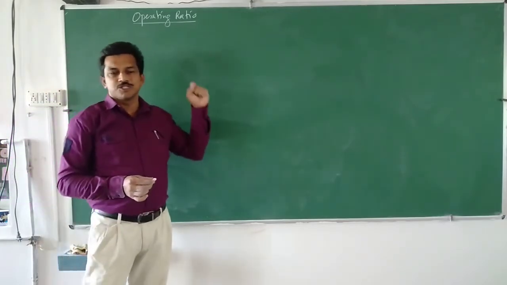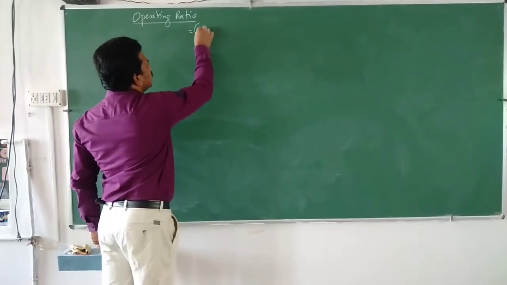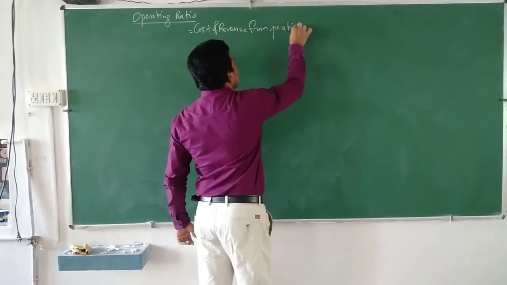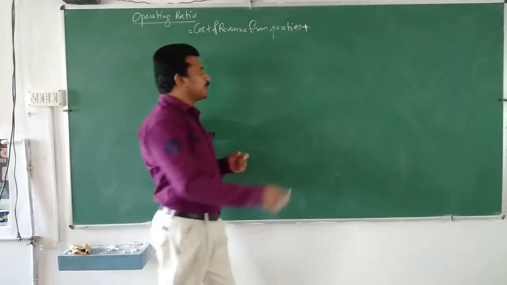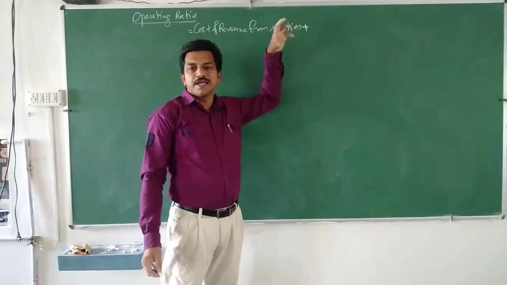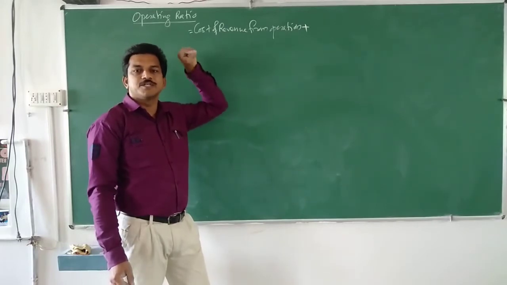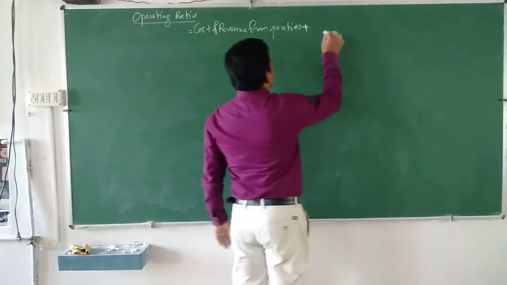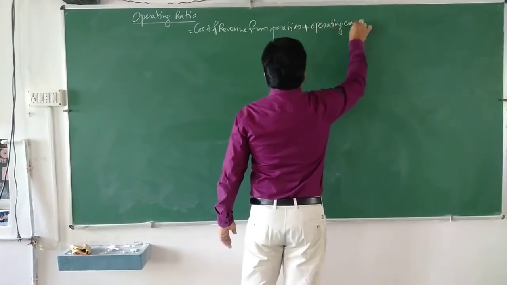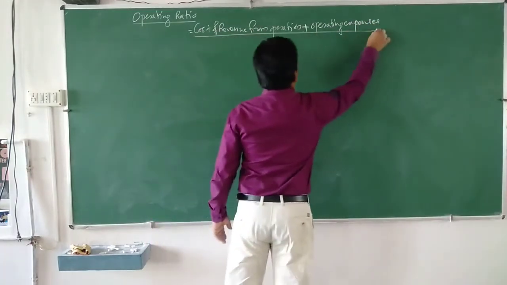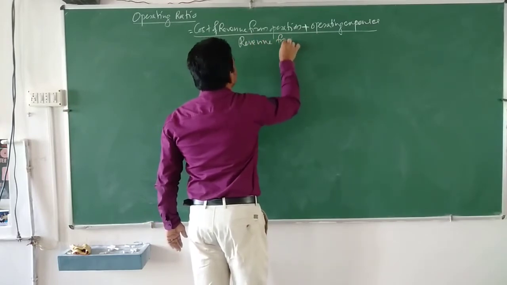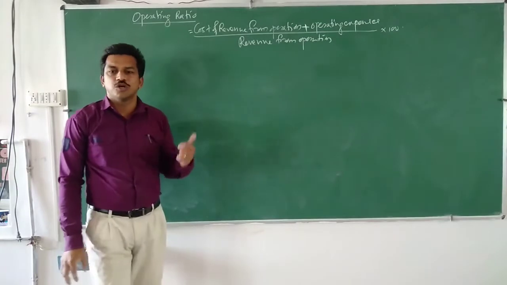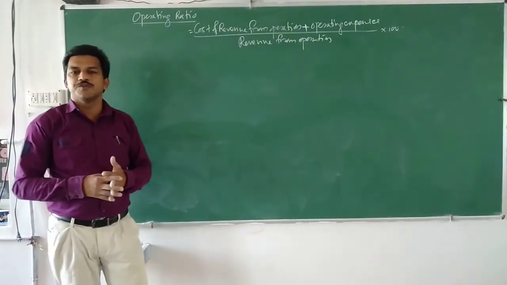So we can calculate operating ratio as: operating ratio is equal to cost of revenue from operation. That means cost of goods sold, along with we will add all the indirect expenses related to trading activities. Indirect expenses related to trading activities are called operating expenses. So plus operating expenses divided by revenue from operation into 100. Okay, so cost of revenue from operation plus operating expenses divided by revenue from operation into 100.